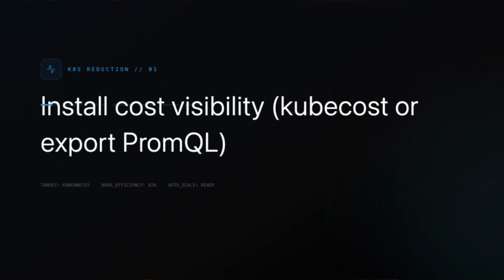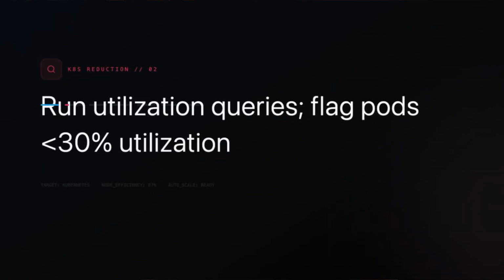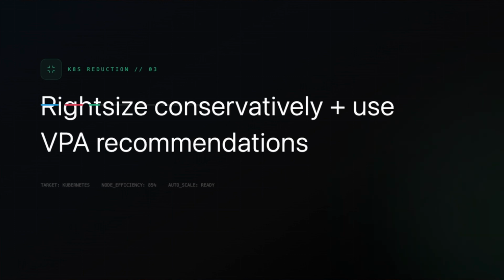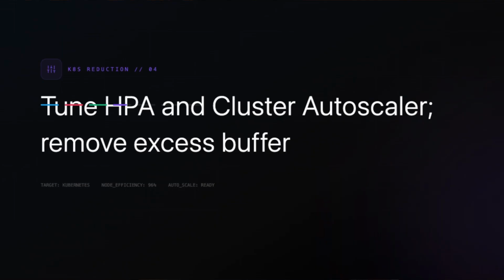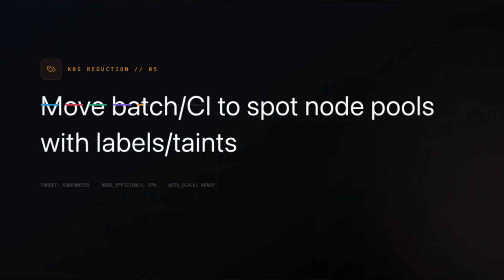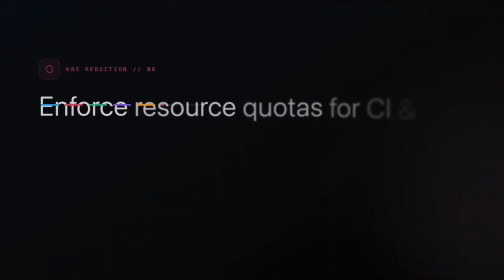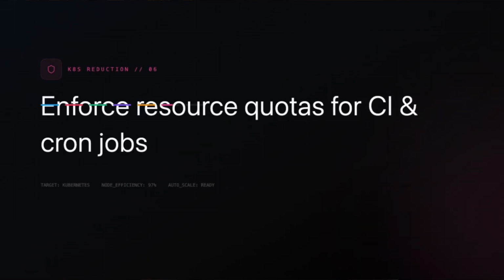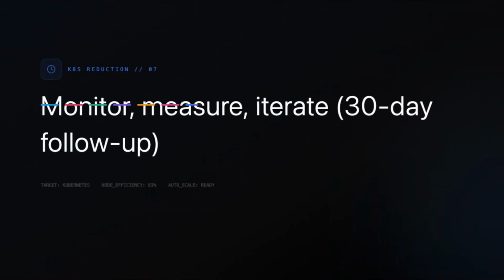So we can create the checklist to reduce the cost of Kubernetes. The first one is cost visibility using KubeCost or exports from PromQL. Second, run utilization queries. Flag the pods that have less than 30% utilization of their total resources. Third, rightsize conservatively. Fourth, tune your Horizontal Pod Autoscaler and Cluster Autoscaler. Fifth, move your batch or CI to spot node pools with labels and tolerations. Sixth, enforce resource quotas for CI and cron jobs. And the seventh one, monitor, measure, and iterate.